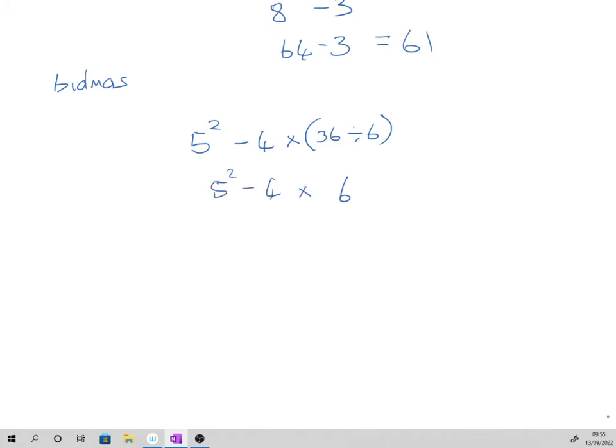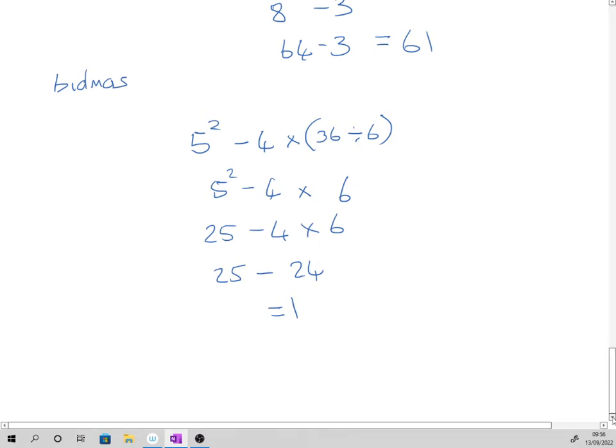So the next thing, it'll be the indices. So 5 squared. So I've got 25 minus 4 times 6. Then I'm going to do the multiply before I do the subtract. So 4 times 6 is 24. So 25 minus 24 is 1. Big maths. You must remember the order that you do things.